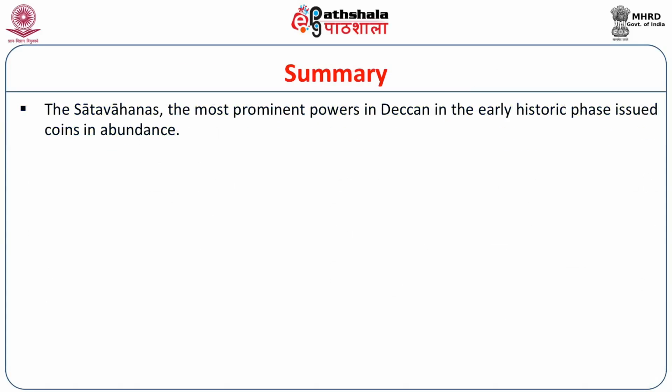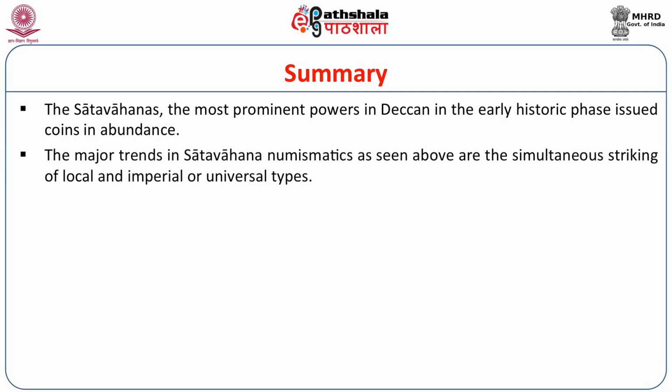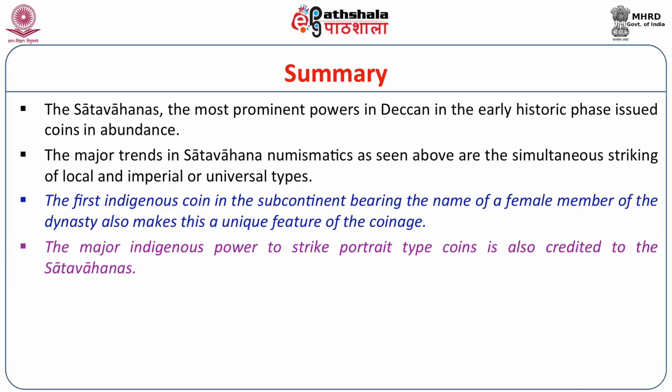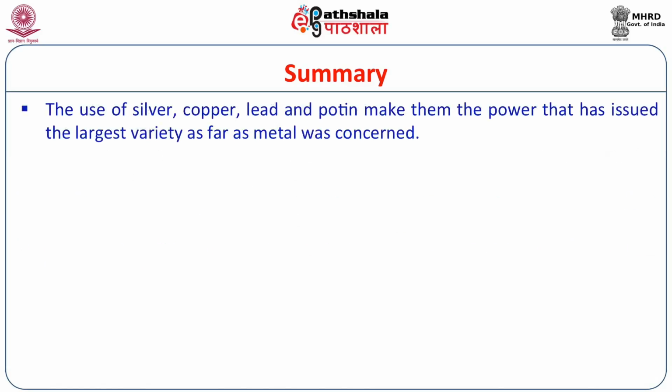The Satavahanas, who were one of the most prominent powers in the Deccan in the early historic phase, issued coins in abundance. The major trends in Satavahana numismatics, as seen above, are the simultaneous striking of local and imperial or universal types. The first indigenous coin in the subcontinent bearing the name of a female member of the dynasty also makes this a unique feature of the coinage. The major indigenous power to strike portrait type coins is also credited to the Satavahanas. The use of silver, copper, lead and potin makes them the power that has issued the largest variety as far as metal was concerned.